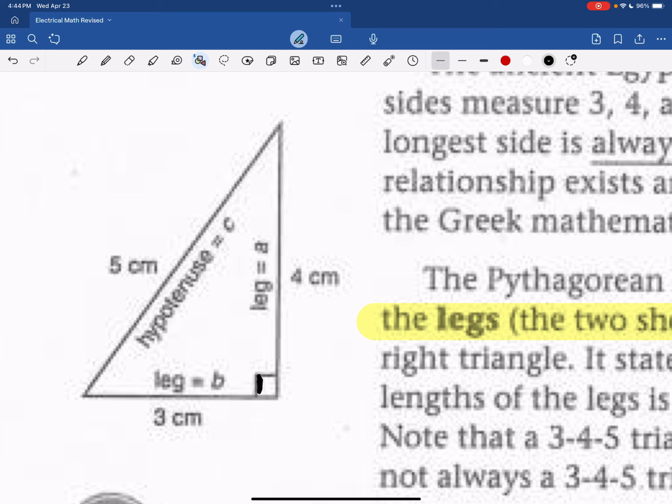I know it's a right triangle because of this notation in the corner. That means that that is a 90-degree angle. And we have a leg of this 90-degree triangle, also a leg, and then this is called the hypotenuse. Hypotenuse is always the longest of the three sides. It is always across from this right angle. So that right angle is always opposite the hypotenuse. And the hypotenuse is the side that's slanted. It will always be the longest of the three sides.